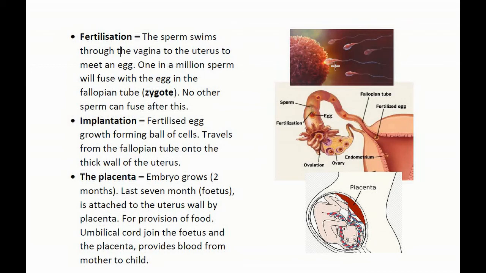One of the sperm will go and fertilize the egg. And then when one has fertilized the egg, no other sperm can fertilize the same egg. So things are protected so that it becomes a zygote which will develop into a baby. The next part is implantation.